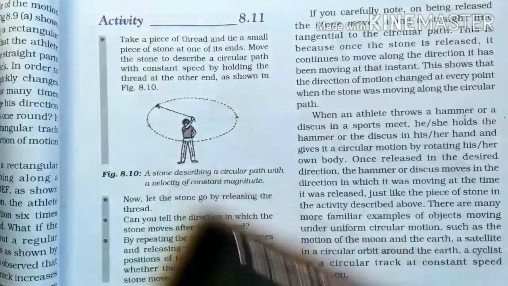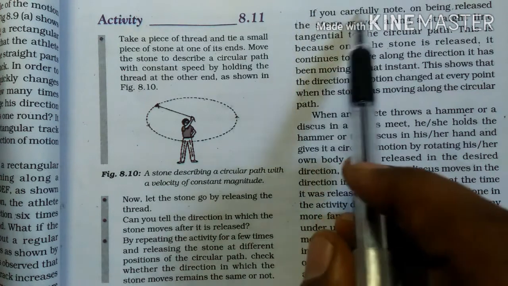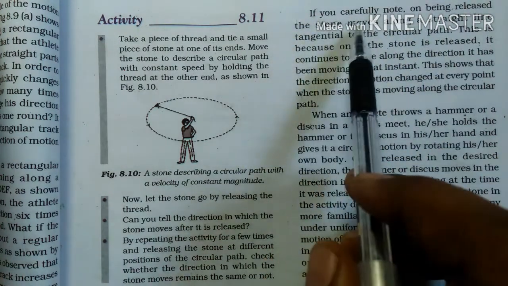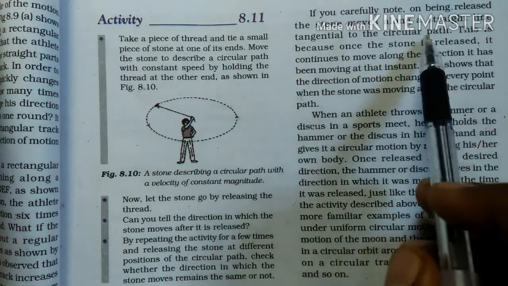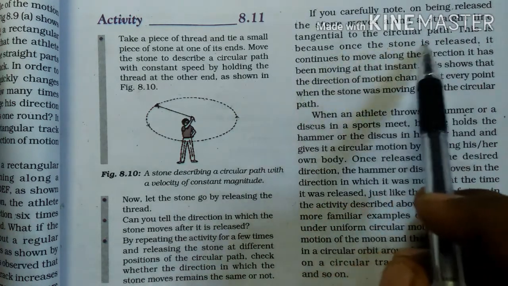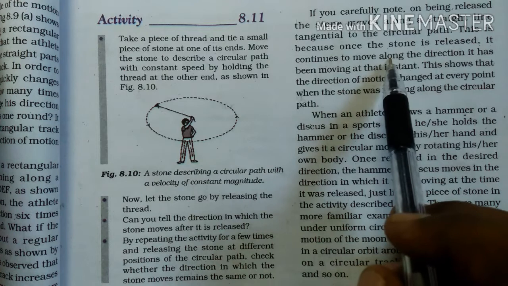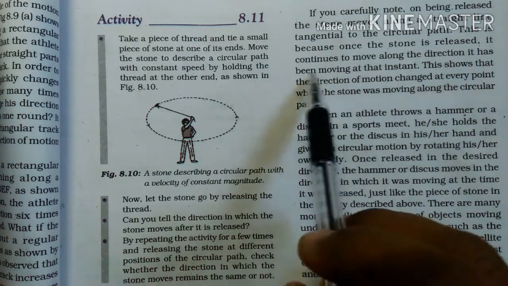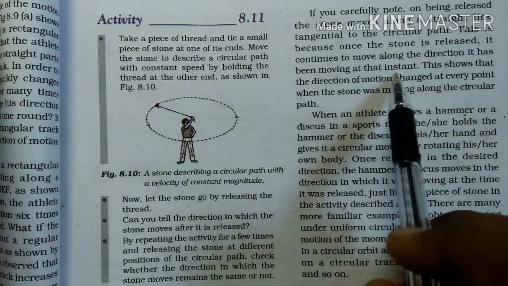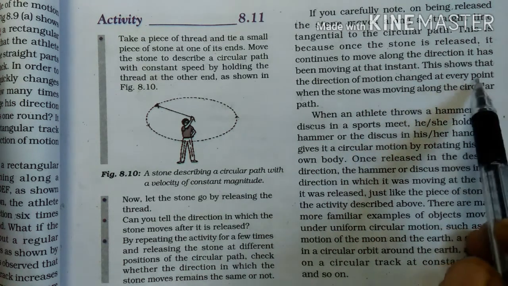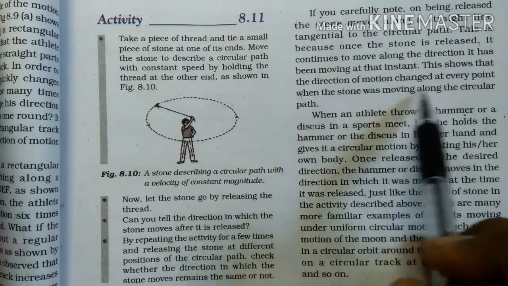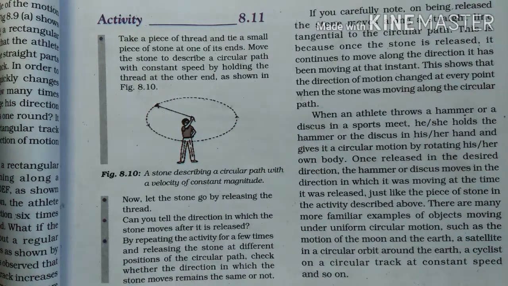Now we will move towards the next. If you carefully note, on being released, the stone moves along a straight line that is tangential to the circular path. This is because once the stone is released, it continues to move along the direction it was moving at that instant. This shows that the direction of motion changes at every point when the stone was moving along the circular path. Just now you also saw that at some points the direction also changes.